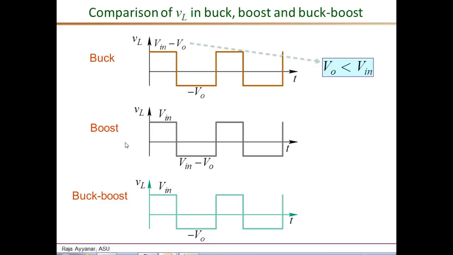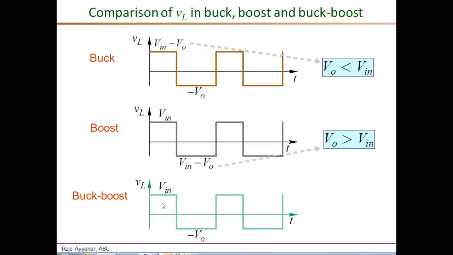If you look at the boost converter, during the on interval the VL is Vin, and during the off interval it is Vin minus VO. Again, Vin is a positive value, and for VL average to be 0, we require this Vin minus VO to be a negative value, and this can be negative only if VO is higher than Vin, and this implies that this is a boost converter, and only step up is possible for any duty ratio, or VO has to be higher than Vin because of the requirement that Vin minus VO be negative.